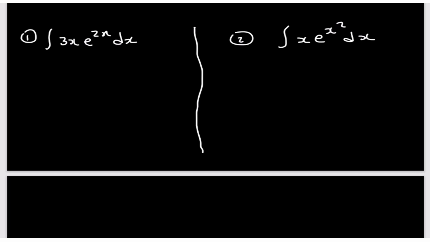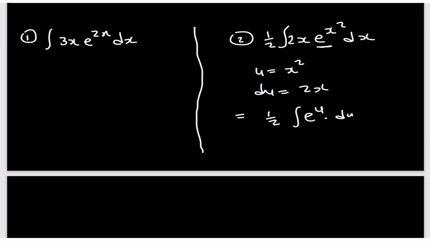For example, I can see with question 2, if I say that whole exponent is u, then my du is 2x, which means I only need to put 2 here. If I put 2 there, I must put 1 over 2. So now I have 1 over 2 e exponent u du. And I know how to integrate e exponent u. My answer is just e exponent u plus c. You see, if you did this by parts, you're going to go through a very long method. So you should check every time.